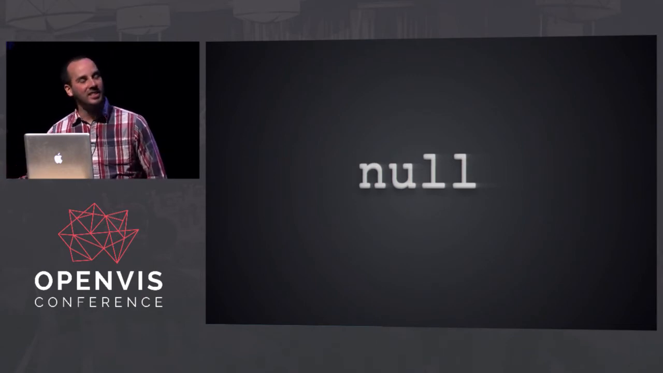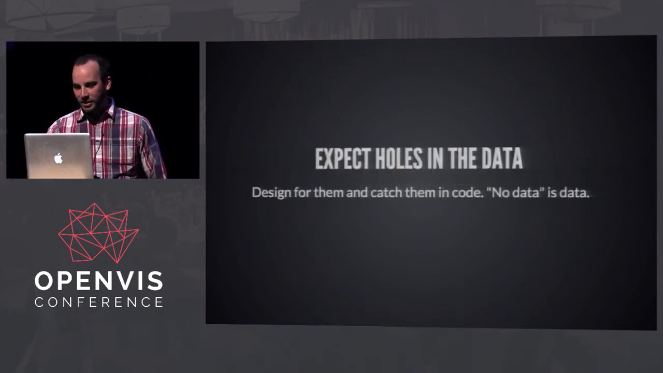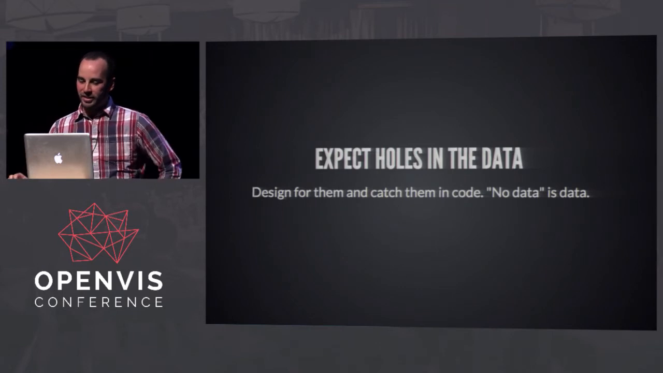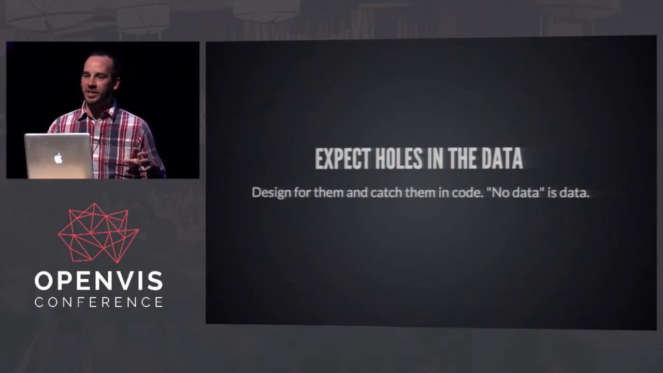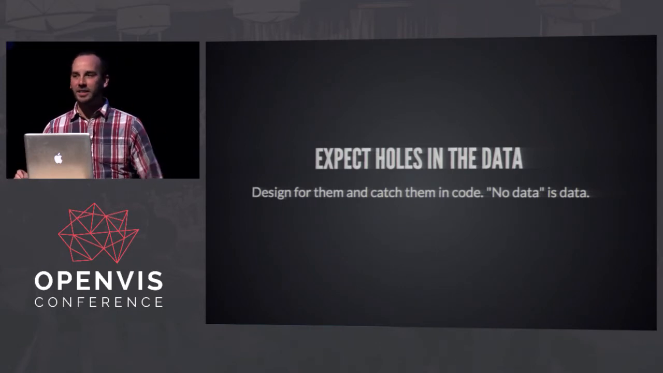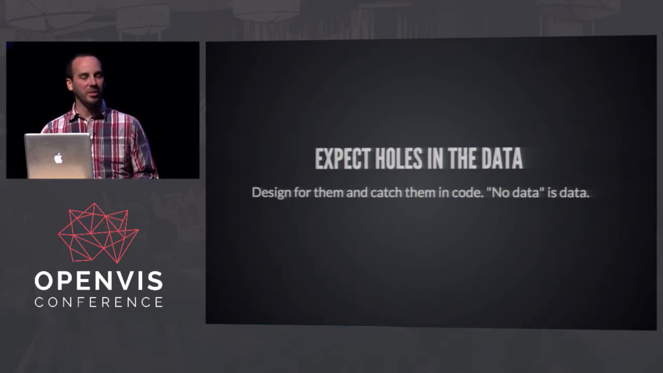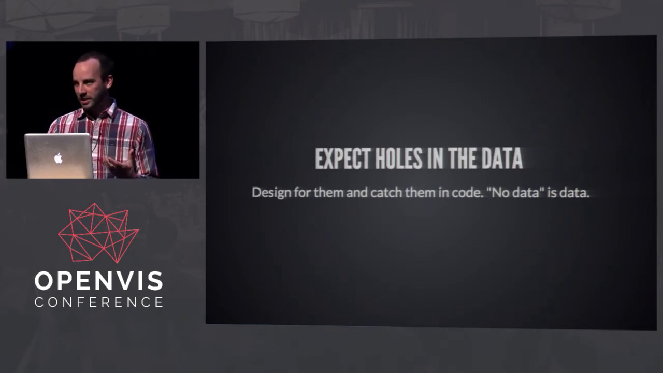Okay, then there's this next bit, null, is to remind the cartographer that there's probably always going to be holes in the data, missing data, maybe bad data, and you just don't know, and you always need to be aware of that. Always catch those null values and explicitly design for them, because they are, in a sense, data as well.